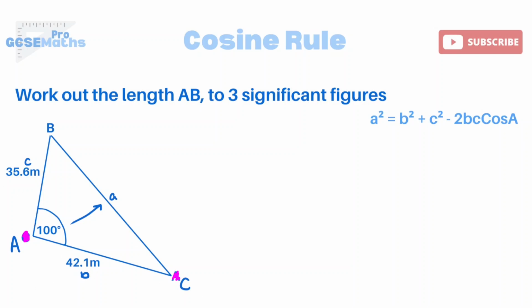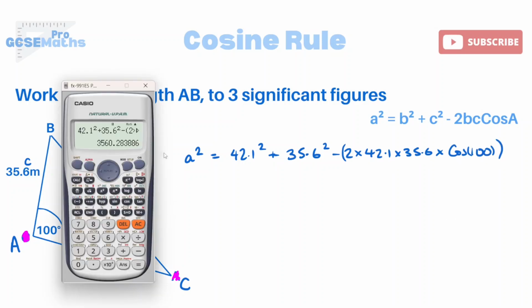Now I've done that, this is just the same example, isn't it? So obviously they've said find length AB, I've now changed it to BC, right? So A squared equals B squared, which is 42.1. Don't forget any of the squares, right? It has to have the square. C squared is now 35.6 minus 2 times B times C times cosine of angle, now angle A. Okay, and we'll type it in. Equals, and again, remember that is A squared, so I do need to square root my answer.